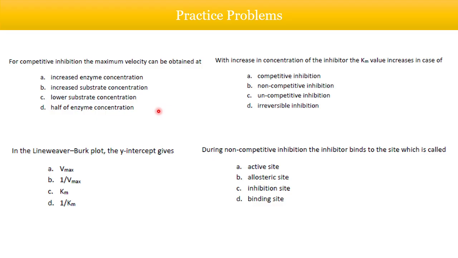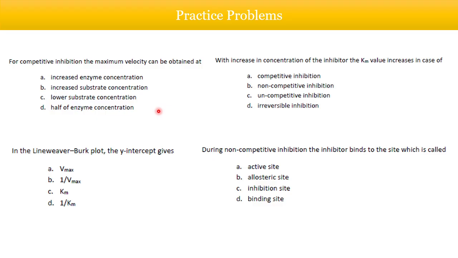So in competitive inhibition, the inhibitor competes with the substrate for binding at the active site, so increasing the substrate concentration can overcome it. The next one is, with increasing concentration of inhibitor, the Km value increases in case of which inhibition? Yes, that is also correct. Competitive inhibition. So the inhibitor increases the apparent Km value, meaning that more substrate is required to reach half of Vmax. This is because the inhibitor is competing.